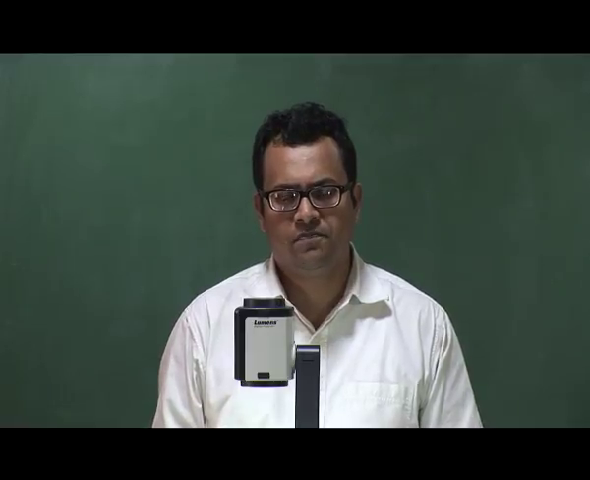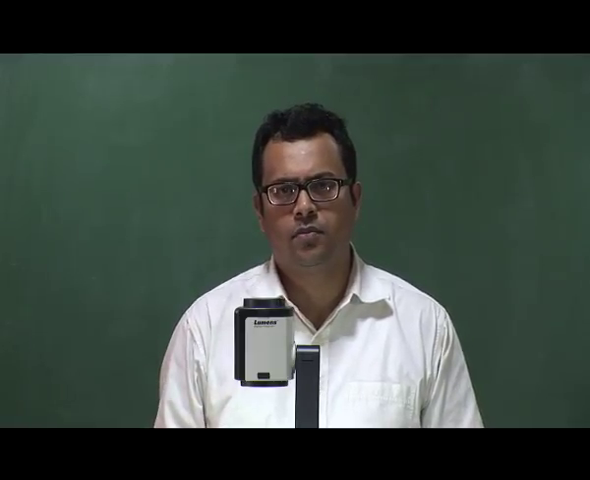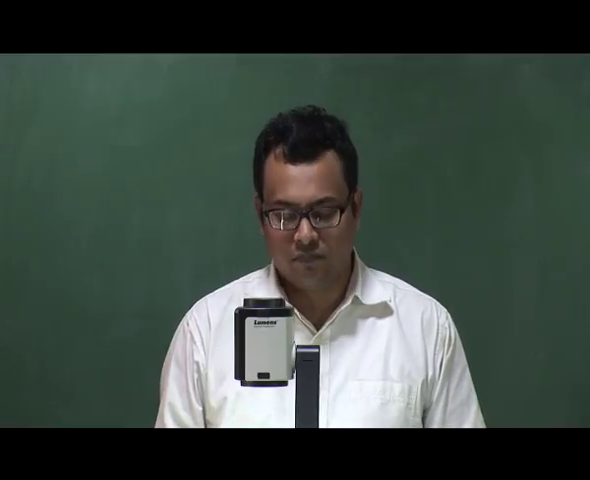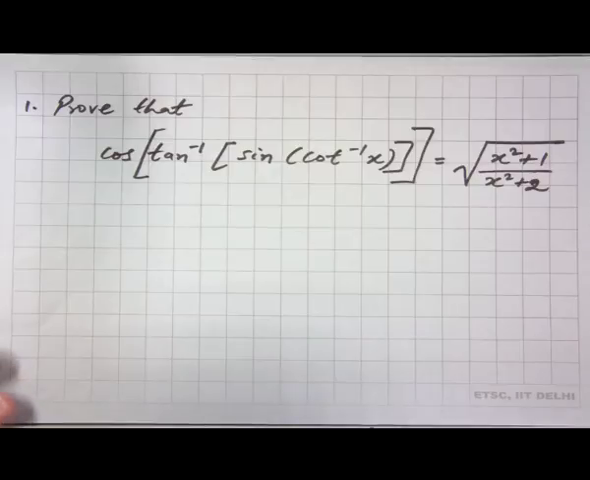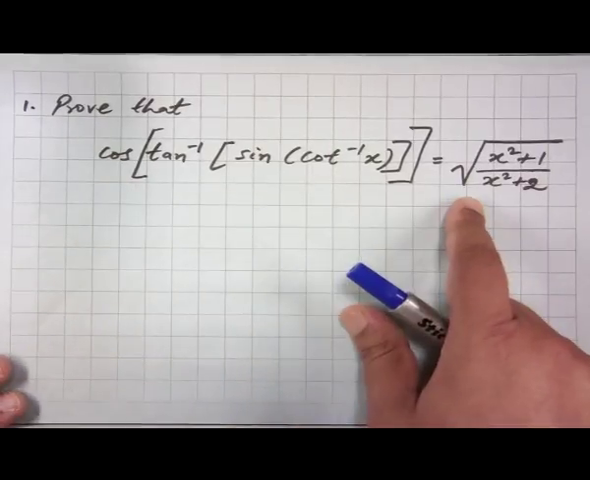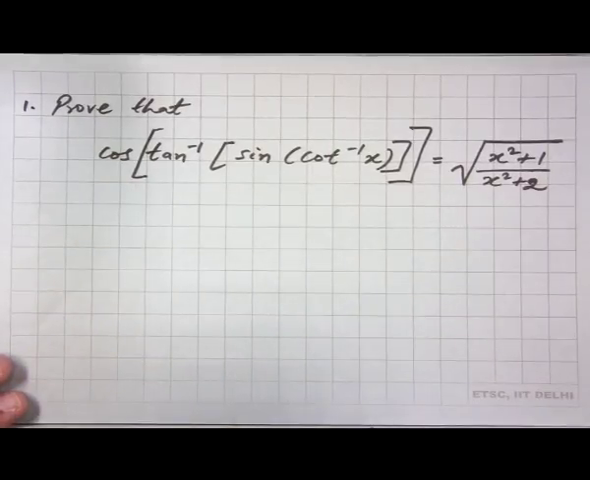So, this lecture is primarily going to be problem solving for inverse trigonometric functions. So, this is the first problem. We have to prove that this left hand side is equal to square root of x square plus 1 over x square plus 2.